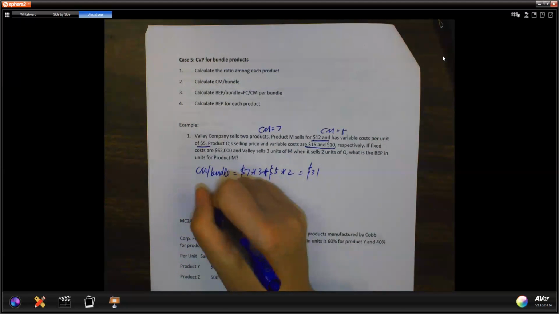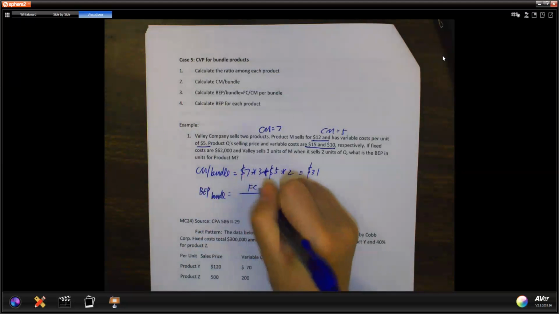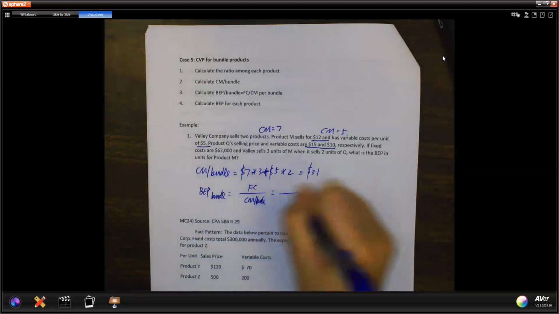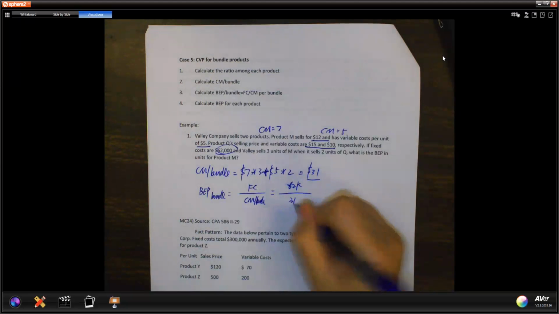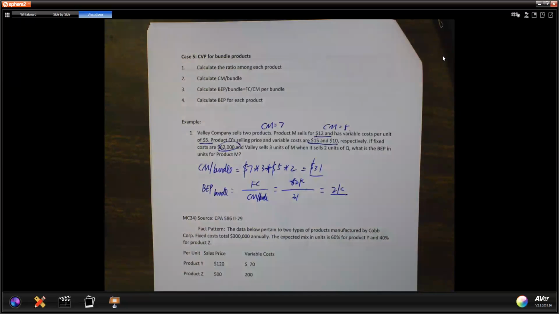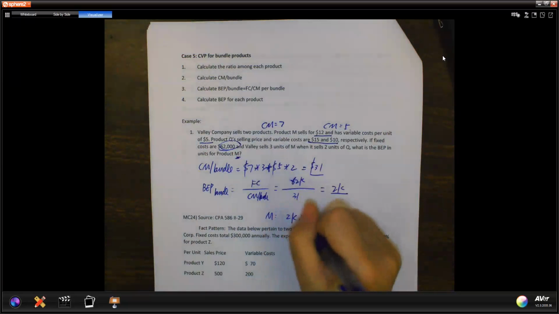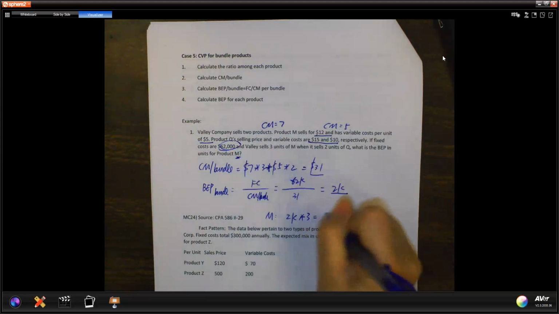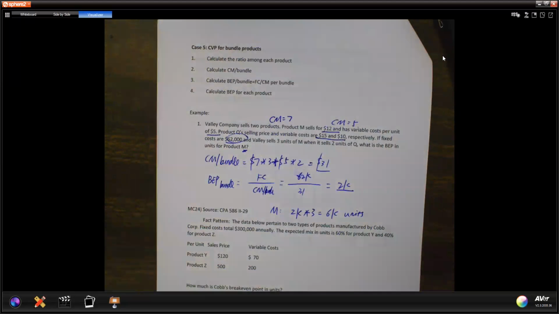So our break-even point in bundles has to be fixed cost divided by the contribution margin per bundle. That gives you 62,000 divided by the bundle contribution margin, so you have to sell 2,000 bundles. For product M, each bundle has 3 amps, so 6,000 of the M will be the break-even point.